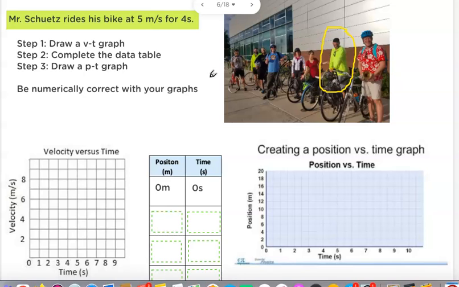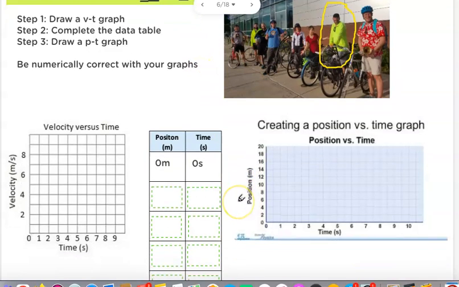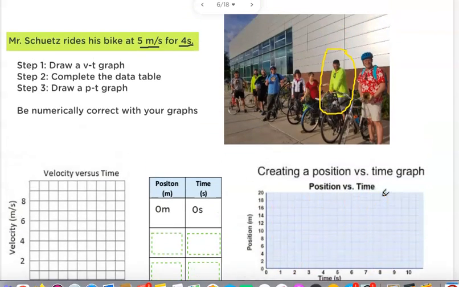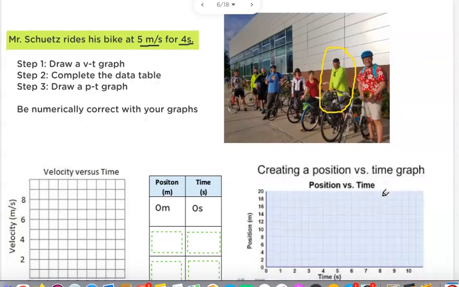If you said that he's moving at a constant pace, you are correct. He's moving at 5 meters per second for 4 seconds. Okay? So what I want you to do right now is graph the velocity time graph. I want you to create a position, I have a little typo here, but your position time data table. Note that it's position time, not velocity time. And I want you to create your position time graph. All right, so go ahead and pause the video and make sure you try this out.